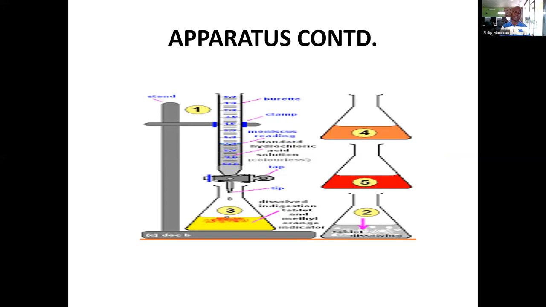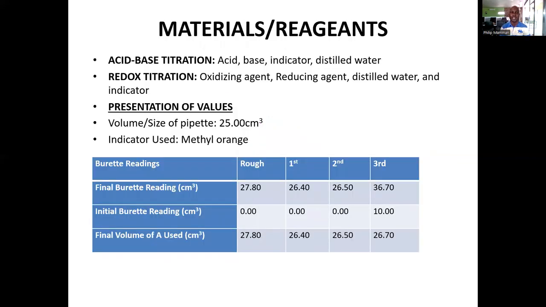Now, this experiment or these procedures are the same for both acid-base titration and for redox titration. The difference lies in the color at the beginning of the titration and at the end of the titration. You must know that there's a color change at the end point. My wonderful student, having done our acid-base titration, you have your acid, you have your base, you have your indicator, and you have your distilled water. Now, what do you use your distilled water for? Your distilled water is used to wash your apparatus.